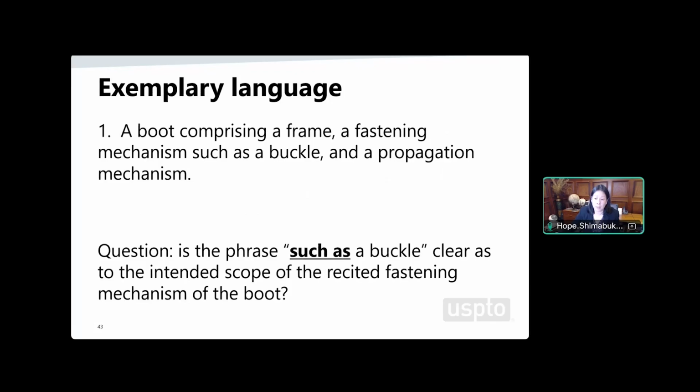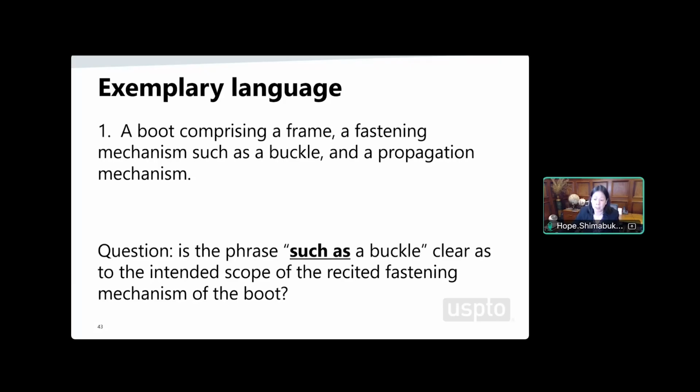And so now we have an example of exemplary language. The claim reads: a boot comprising a frame, a fastening mechanism such as a buckle, and a propulsion mechanism. And so the question to ask is the phrase "such as a buckle." Is that clear as to the intended scope of the recited fastening mechanism of the boot? Does the claim require the use of a buckle? Well, no. A buckle is an example of a fastening mechanism, but it is not positively claimed.